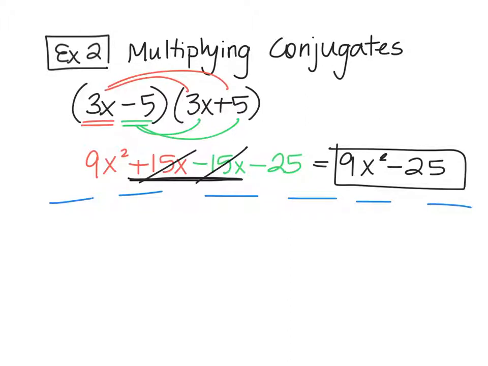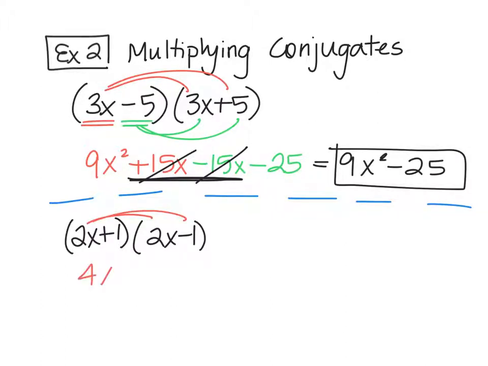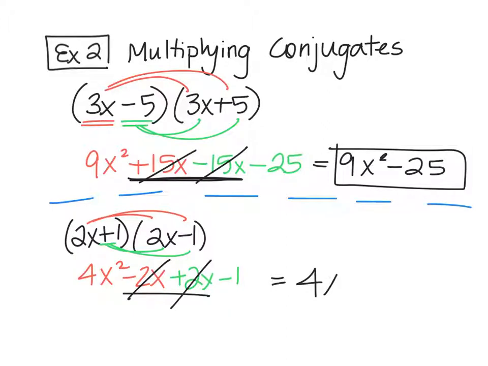My next problem, let's do 2x plus 1 and 2x minus 1. If I distribute again, that gives me 4x squared minus 2x. Multiply this 1, that's going to give me plus 2x minus 1. Now, for the final answer, I can combine the middle terms, which end up canceling each other out, and I'm left with 4x squared minus 1.